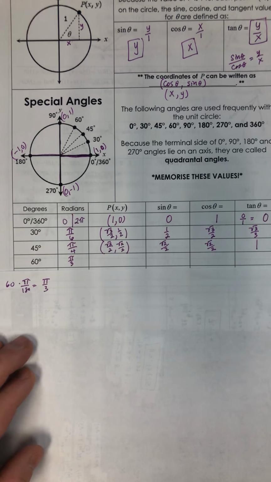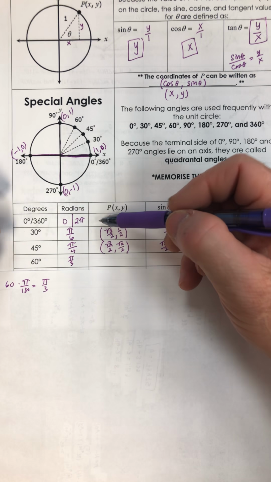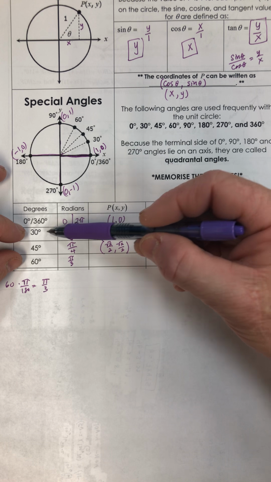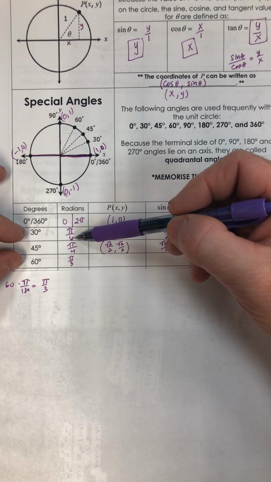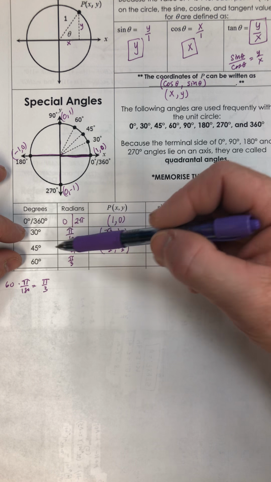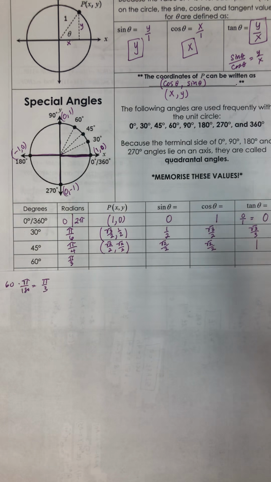Now how I remember the 30, the 60, and the 45 is that the 30 and the 60 are kind of backwards from each other. Pi over 6, the denominator, goes with the 30. Pi over 3, the denominator, goes with 60. 3 and 6 are just flip-flopped. And the 45 is the 4.